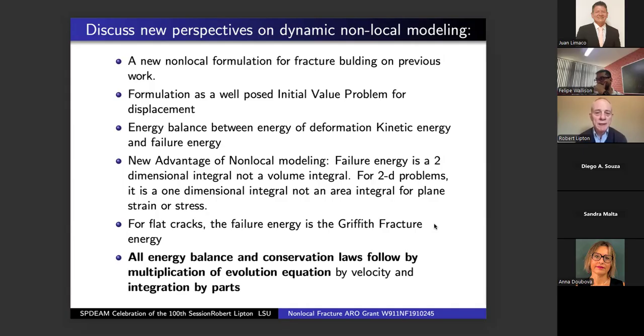The problem will be formulated. The dynamics will be based on F equals ma, and it will be complemented by initial conditions and natural boundary conditions. One advantage of this formulation, we do this on purpose to formulate it a certain way, is such that the failure energy density turns out to be a two-dimensional integral as opposed to a volume integral. And this is for three-dimensional problems. For two-dimensional problems, it's a one-dimensional integral. So the energy turns out to be a one-dimensional integral.